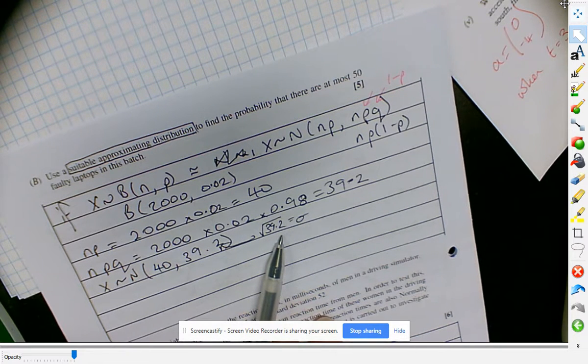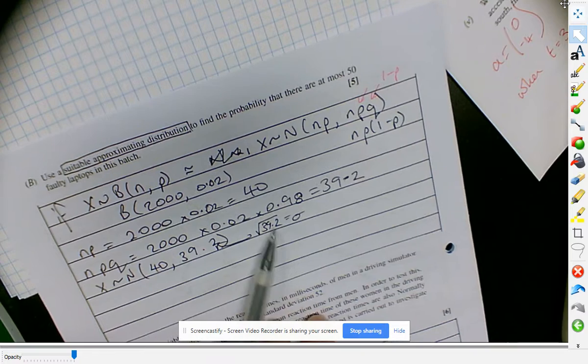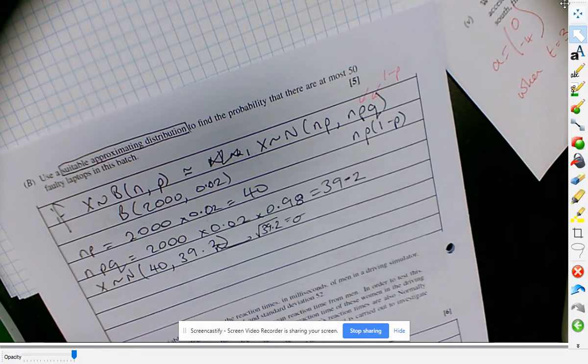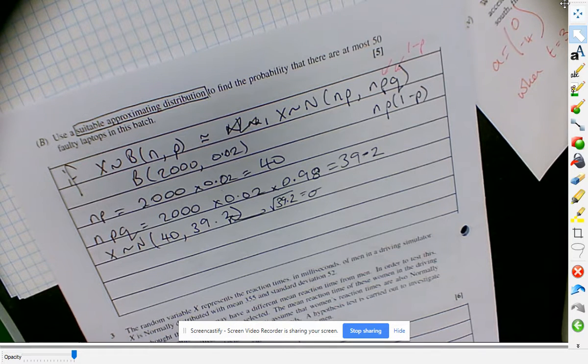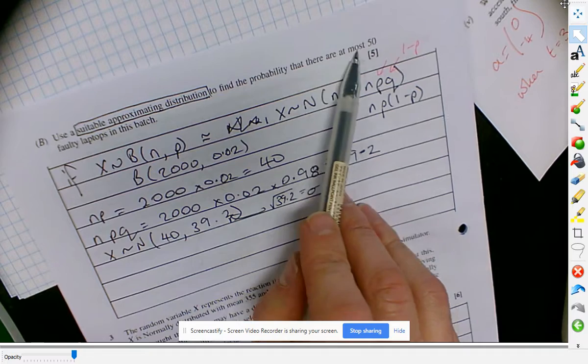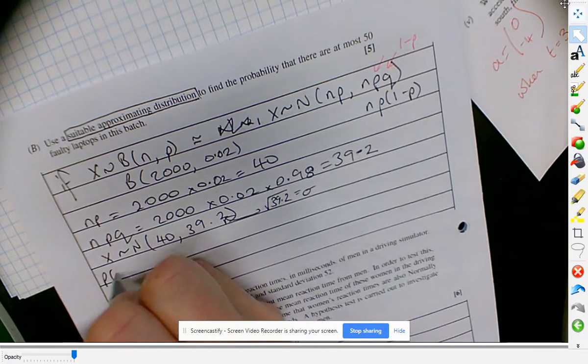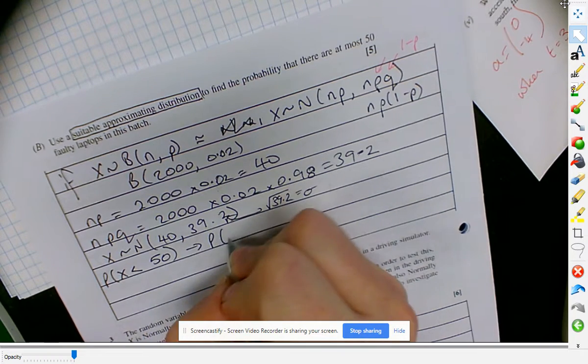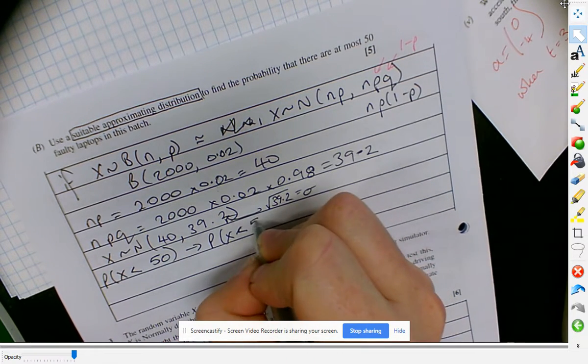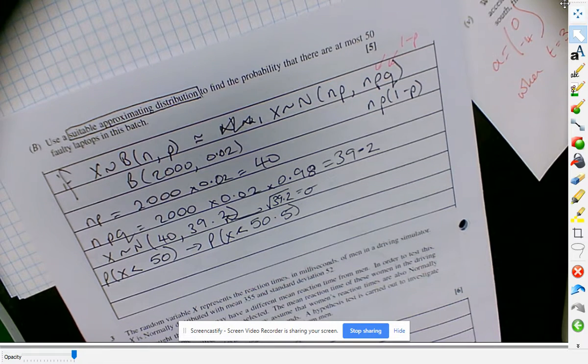Okay. So, other thing to remember, when we do the approximation of normal distribution, binomial distribution is discrete data, but my normal distribution must use continuous data. So I want at most 50. So I want the probability that X is less than 50.5. I've got to do that continuity correction again.